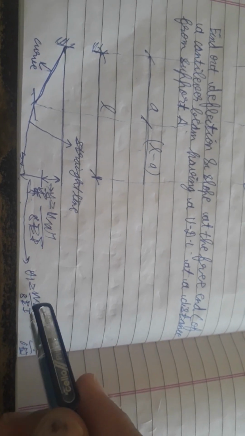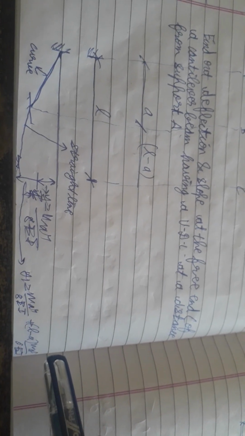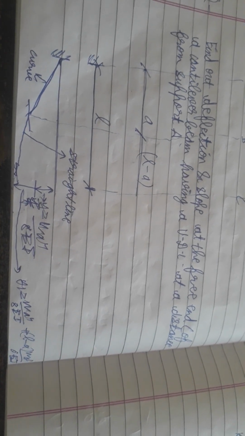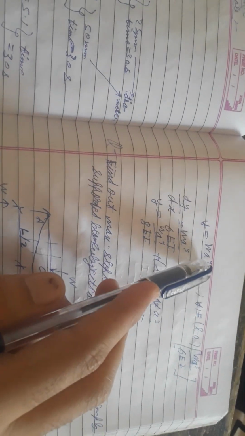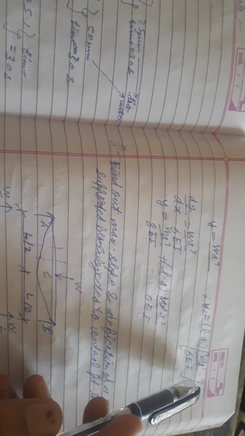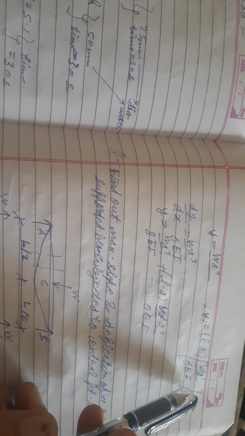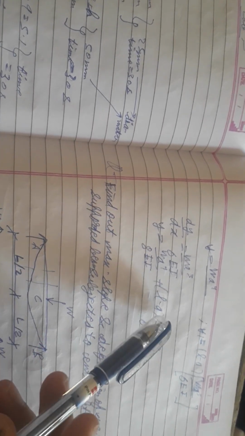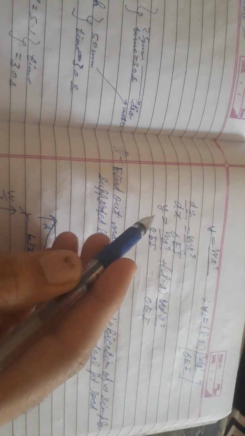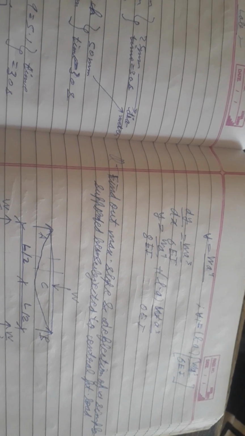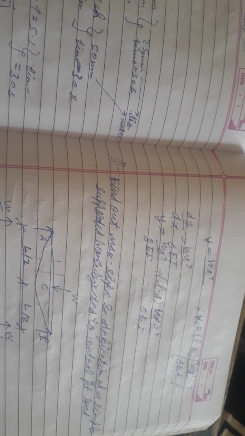Then y1 is equal to WA to the power 4 over 8EI plus (L minus A) into WA cube by 6EI. Then y1 is equal to (L minus A) into WA cube by 6EI, dy by dx is equal to WA cube by 6EI. Then y is equal to WA to the power 4 by 8EI plus y1. This is y1. Y is equal to WA to the power 4 by 8EI plus (L minus A) into WA cube by 6EI.